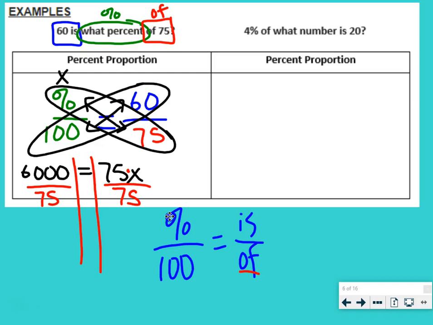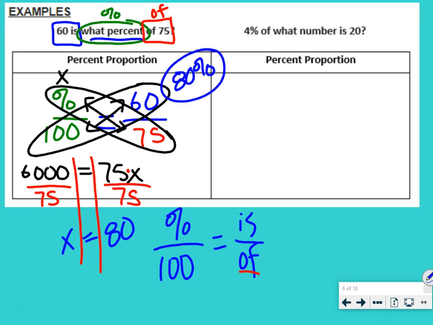And when we do 6,000 divided by 75, we get 80. So x equals 80, which means our answer is 80%, because that's what we were looking for, the percent. So make sure you add that percent sign. So 60 is 80% of 75. If we wanted just 80% out of 75, we would get 60. All right, next problem. 4%.